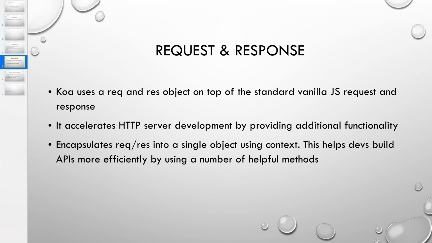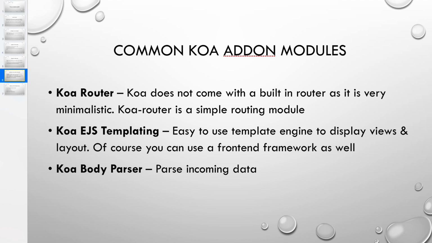So, as I said, Koa is very minimalistic, meaning that it's pretty bare bones. Some common modules that can be used are the Koa router. So it's kind of like almost like React on the front end. React doesn't actually come with a router. You have to install the React router separately. So that's what you have to do with Koa as well. Koa EJS templating. It's an easy-to-use template engine to display views and layout.